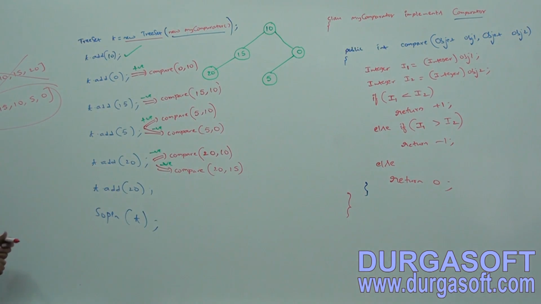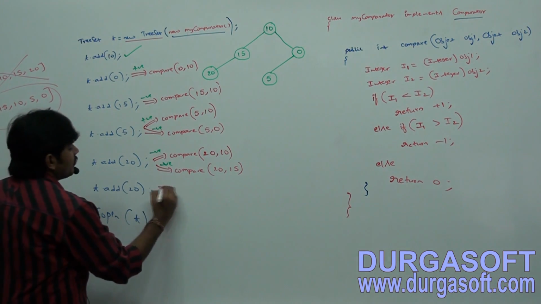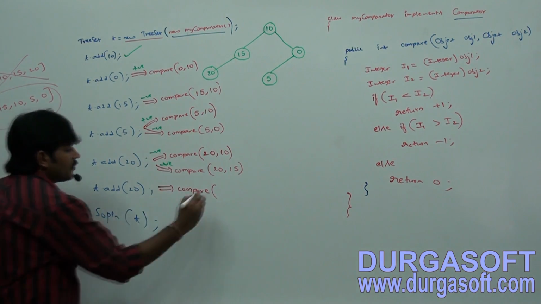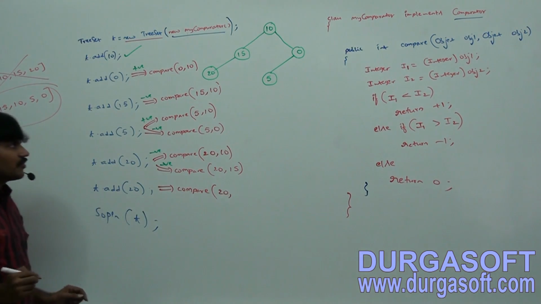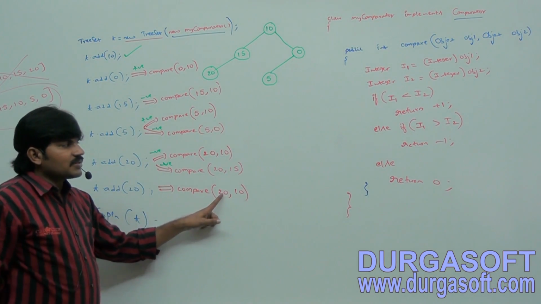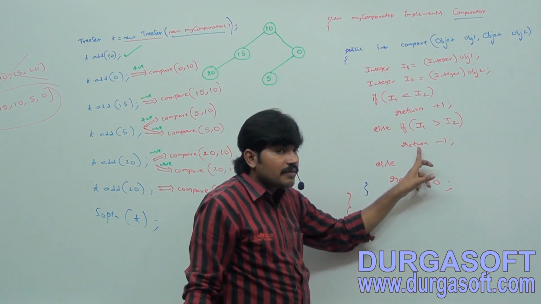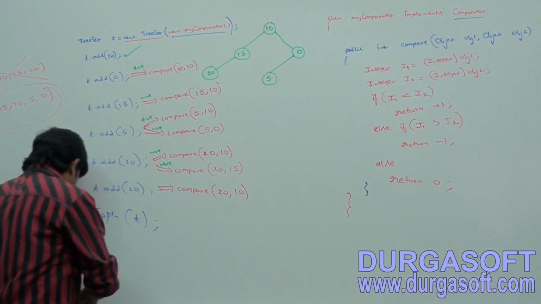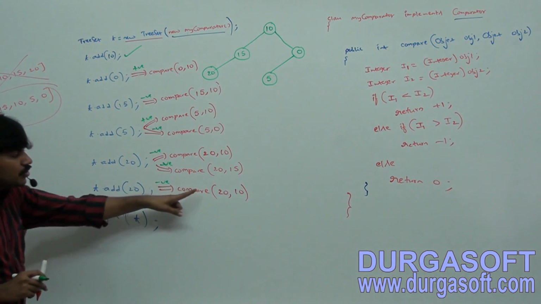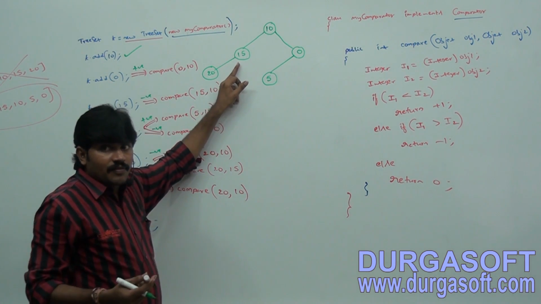Okay, well. Now T dot add of 20. Can you tell what the logic is? Compare of 20, 10. 20 greater than 10, satisfied. Return minus, minus means negative, negative means 20 should come before 10. Sir, before 10, 15 is already there.